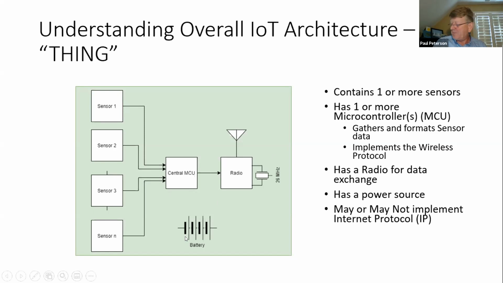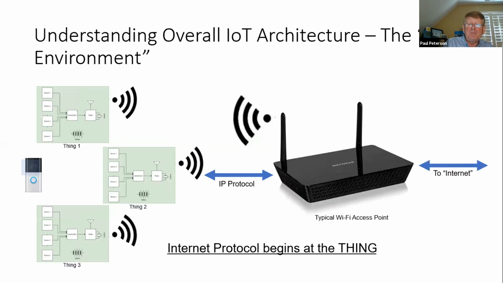That power source may be something small, like a coin cell, a standard watch battery type, or it could be something plugged into the wall, like what we call wall warts. But I want to make a distinction here, because not all things implement what we call the Internet Protocol. Internet Protocol is well established, been around literally for decades, and is the language, if you will, of the Internet.